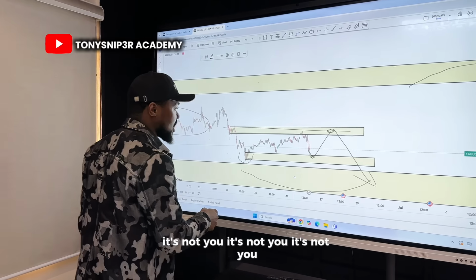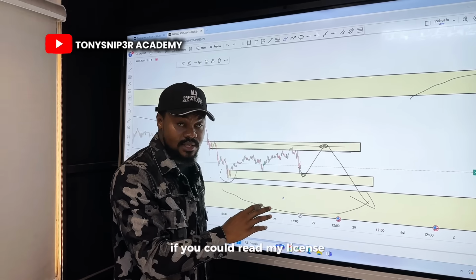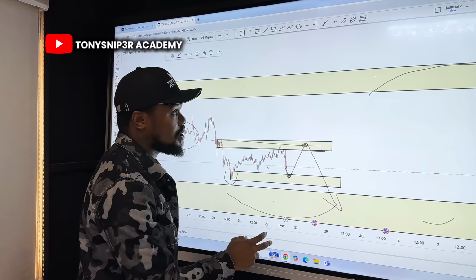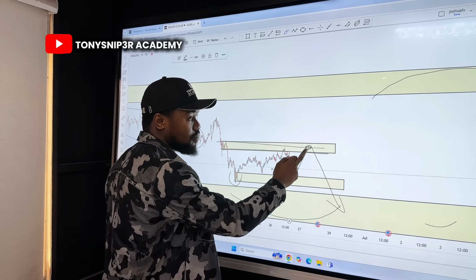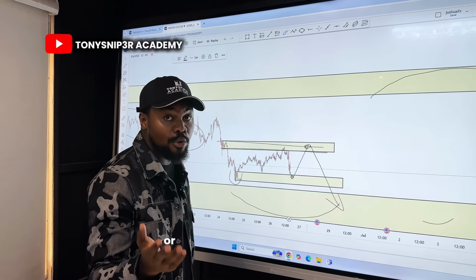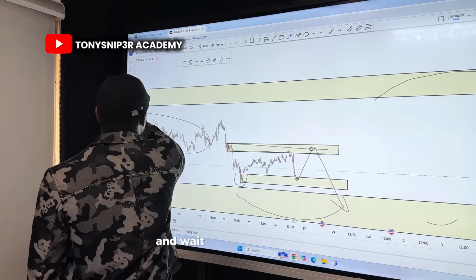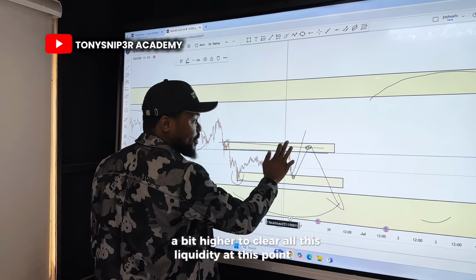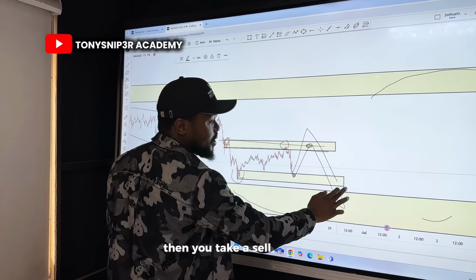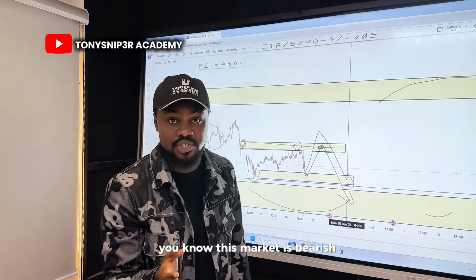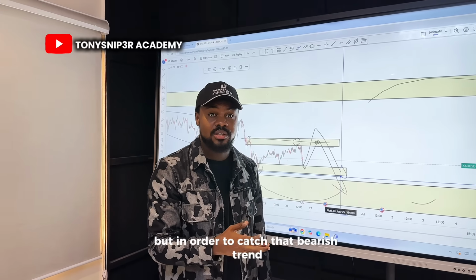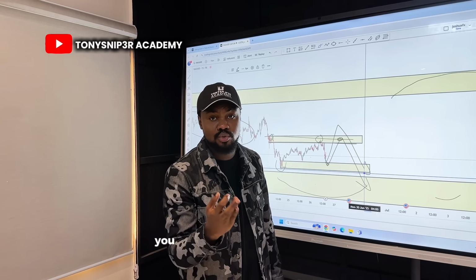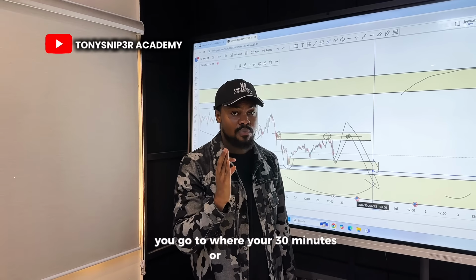Now let's come into the chart. Since you've already analyzed this and you understand where your key levels are, what do you do? You just wait for the market to come here and you take a sell. Or you can choose to use your Fibonacci and wait for the market to come a bit higher to clear all this liquidity at this point, right? Then you take a sell. Regardless, you know this market is bearish. But in order to catch that bearish trend, you don't go to your 1-hour or 4-hour. You go to where? Your 30 minutes or 15 minutes.